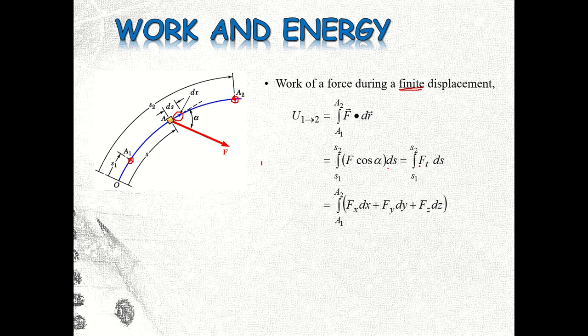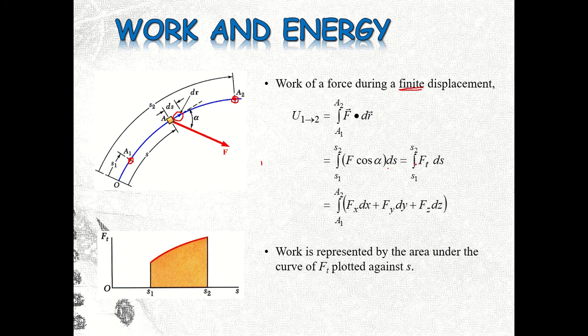Another illustration, something like this. This is also equivalent to the integral of F sub t multiplied by ds. We can have s1, the distance coming from this point up to this. So this is our s1. And we have s2, which is again from the fixed point O up to this one. So this is our s2.